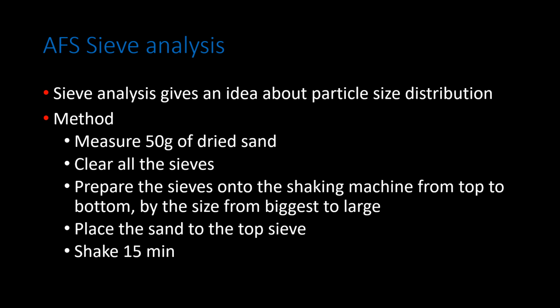AFS sieve analysis. Sieve analysis gives an idea about particle size distribution. First measure 50 grams of dried sand. Then we set the sieves in such a way that from bottom to top the mesh size increases. The bottom one is the pan. Then we place the measured sand on the top sieve and shake for 15 minutes using a mechanical shaker. After that you can measure the weight of the sand remaining on each sieve.